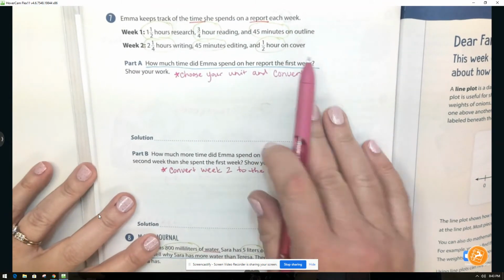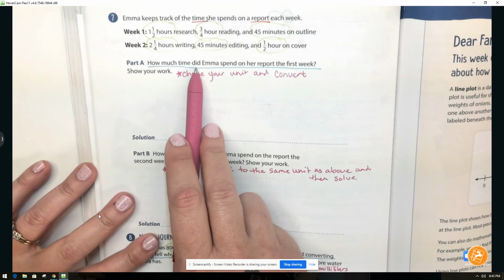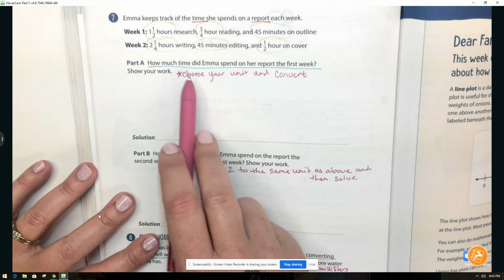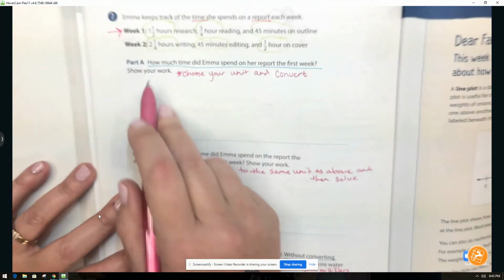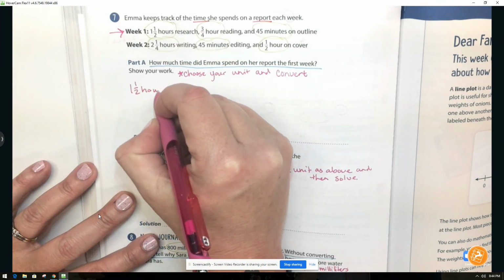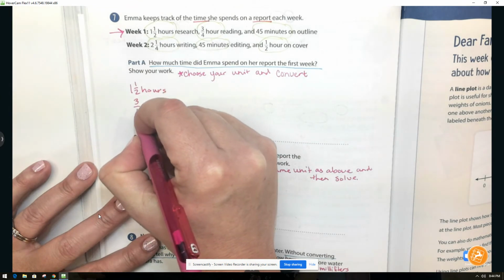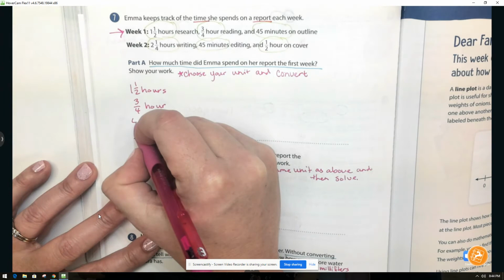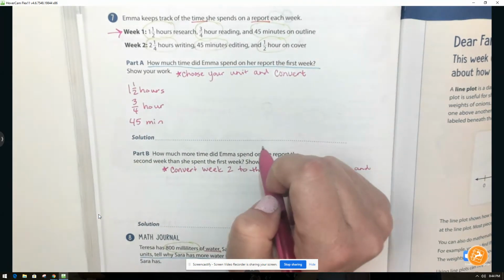cover. So the first thing we need to do is part A, and it says, how much time did Emma spend on her report in the first week? Show your work. So we're just looking at the first week. So we know that she had 1.5 hours on research. She had 3/4 of an hour reading, and then 45 minutes working on her outline.